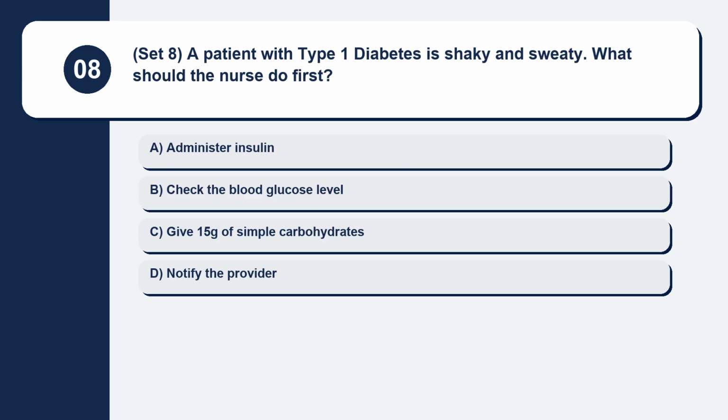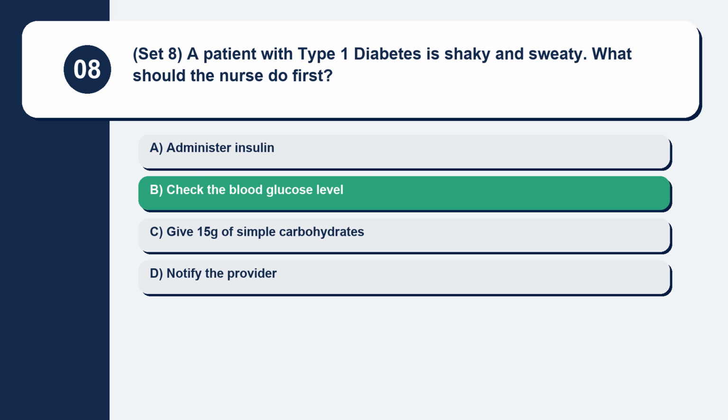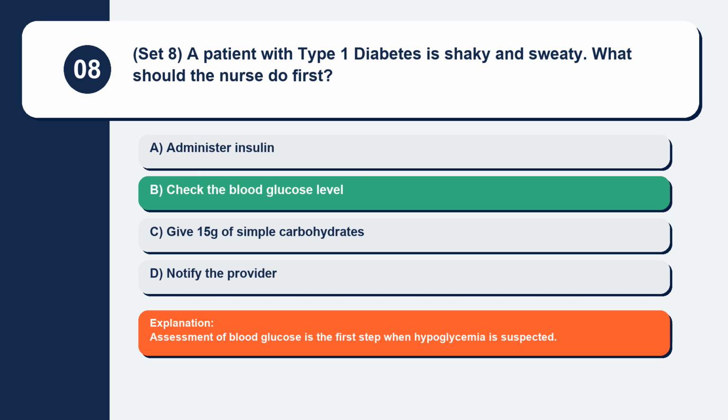Question 8, Set 8. A patient with type 1 diabetes is shaky and sweaty. What should the nurse do first? Administer insulin. Check the blood glucose level. Give 15 g of simple carbohydrates. Notify the provider. Assessment of blood glucose is the first step when hypoglycemia is suspected.